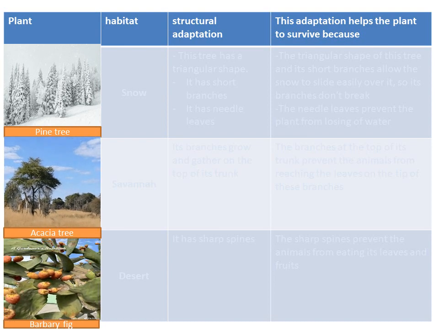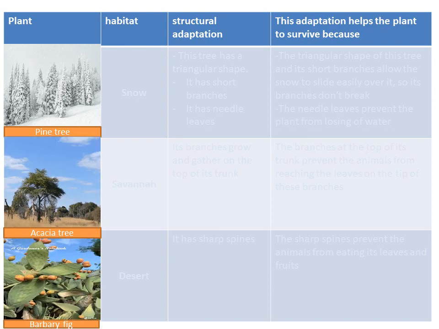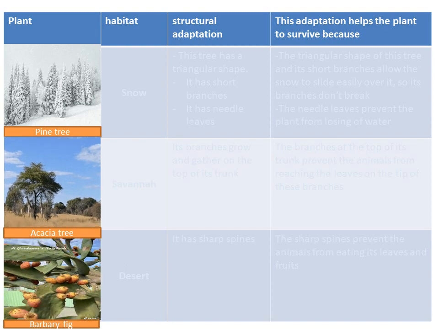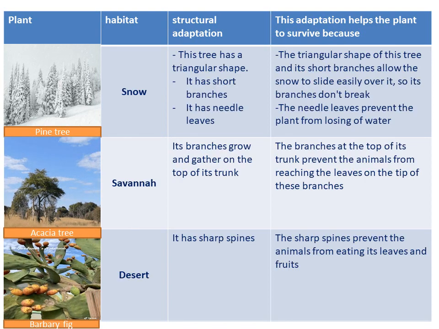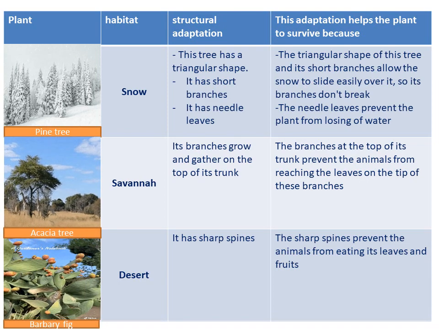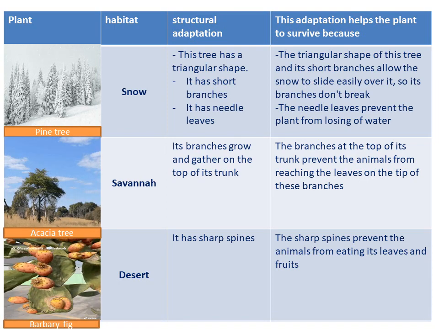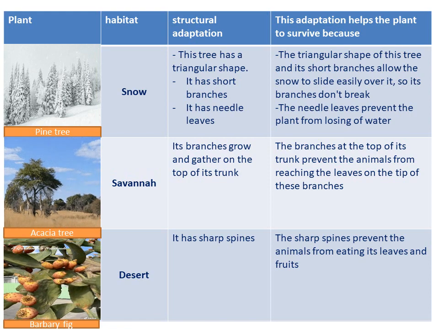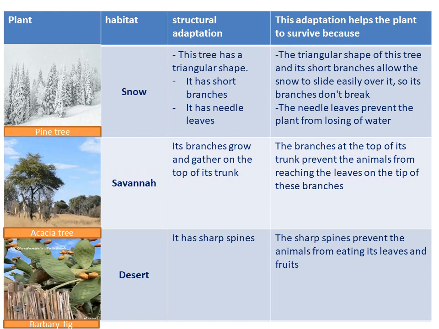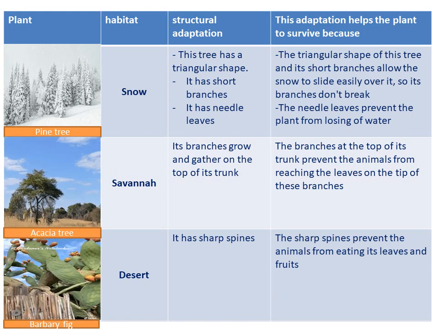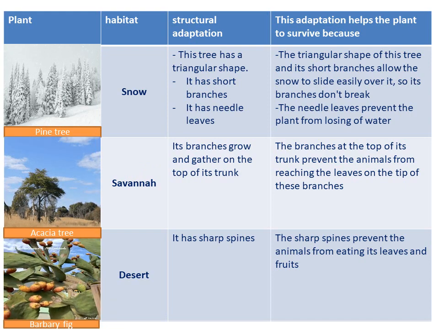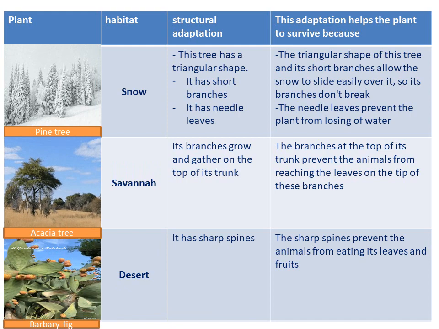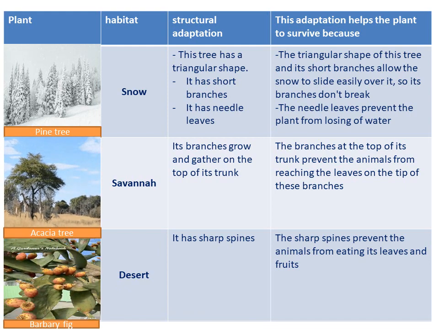And finally, the barberry fig. Barberry fig is a type of cactus. Of course, we know it and we eat it. It lives in the desert and it has sharp spines. The sharp spines are a typical characteristic in many plants to keep animals from eating leaves and fruit.